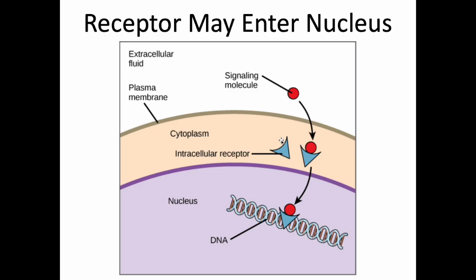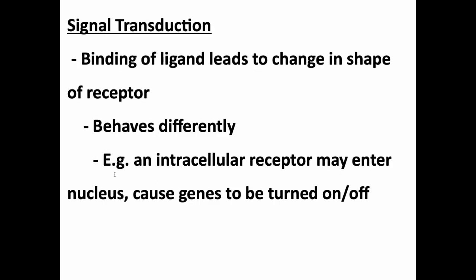It wasn't doing this when the ligand wasn't bound. So this is an example. Not all signal transduction works like this. This is just one way this can happen. So to behave differently could be in an intracellular receptor, it may enter the nucleus and cause genes to be turned on or off. That's definitely going to make the cell behave differently. But that's not the only type of different behavior that can happen.